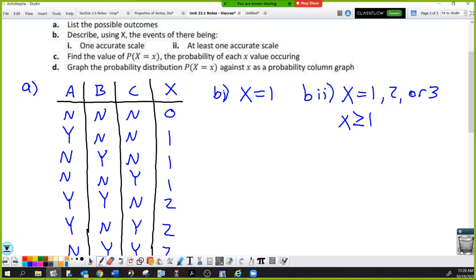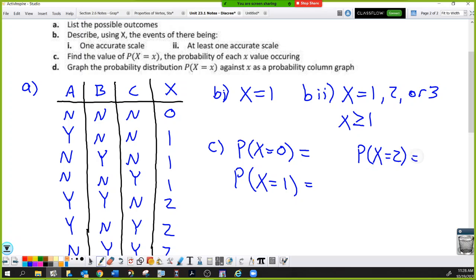Part C says find the value of P of x equals x, which means the probability of each x value occurring. Okay, so for part C, what it's asking is, what is the probability that x equals 0? What is the probability that x equals 1? What is the probability that x equals 2? And what is the probability that x equals 3? That's what it's asking for.